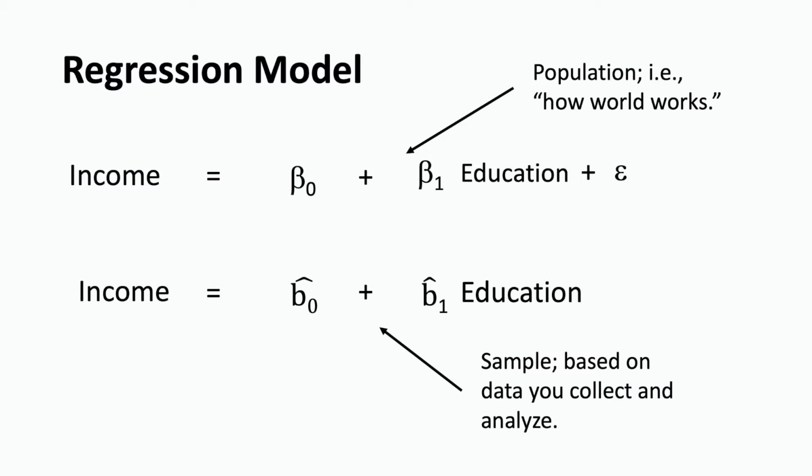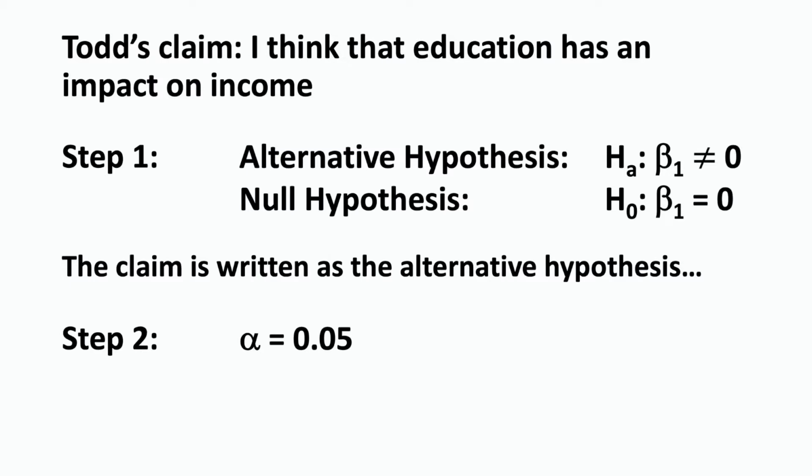And when we estimate that B1 hat, that's referred to as the estimated coefficient. And it's an estimated coefficient corresponding to the education variable. In other words, it tells us what happens to income as you increase education by 1 unit, or in this case, 1 year. And a nice feature of doing regression analysis in Excel or any statistical software is you actually get all the information that you need to do a formal hypothesis test.